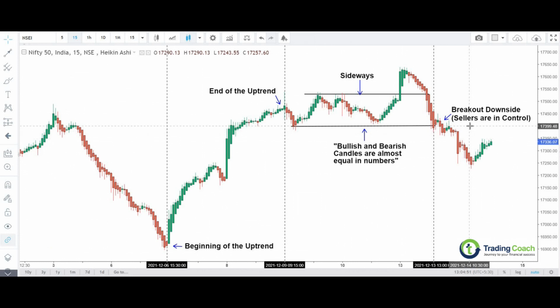Since sellers are in control of the market right now, we can look forward to take short positions. We can look forward to take bearish positions on the market. The reason is, since sellers are in control of the prices, since sellers are winning the battle here, we can expect the prices to move even lower, or at least we can see a lot of bearish activity on the price action in upcoming days.